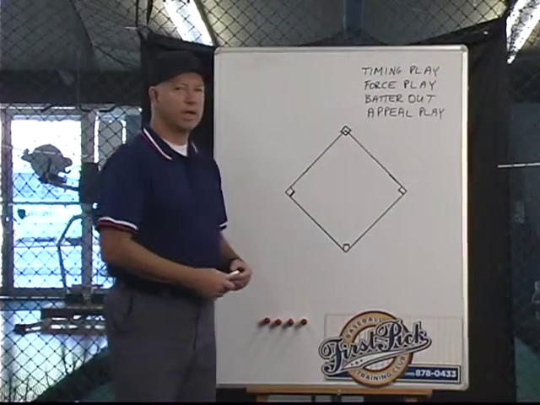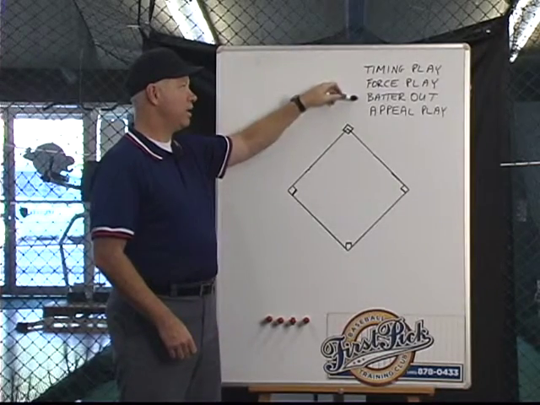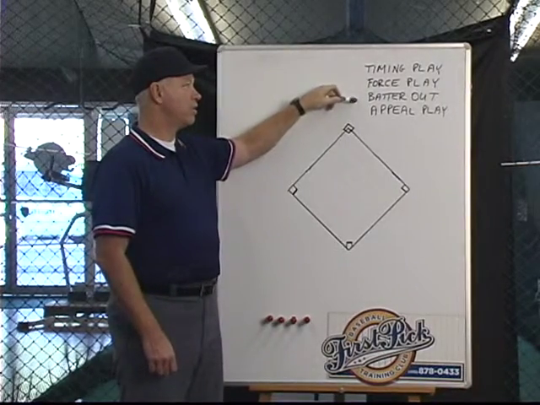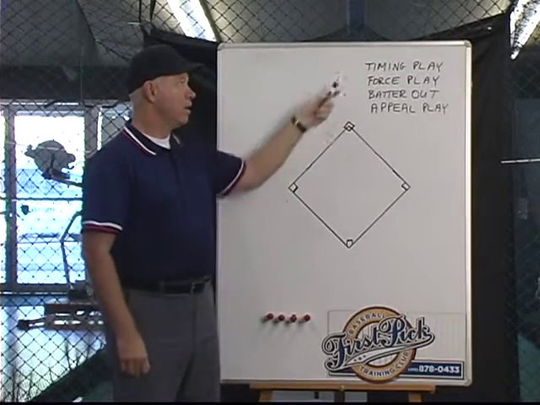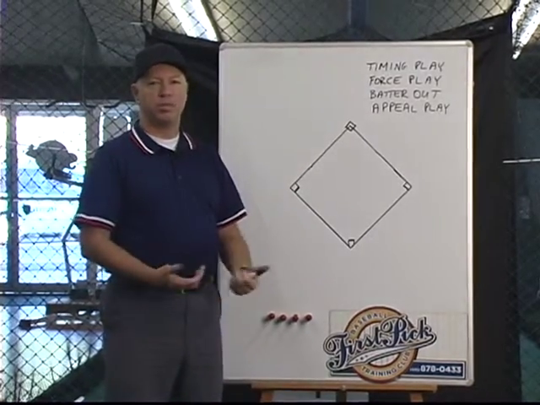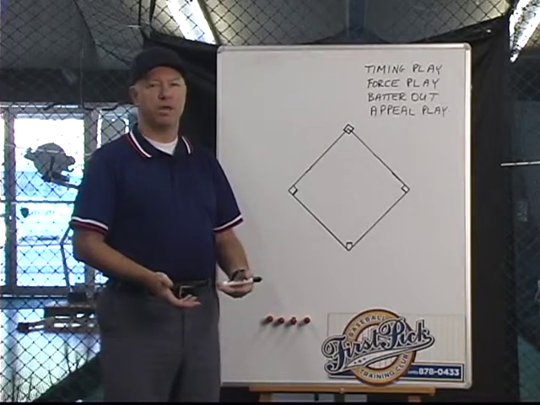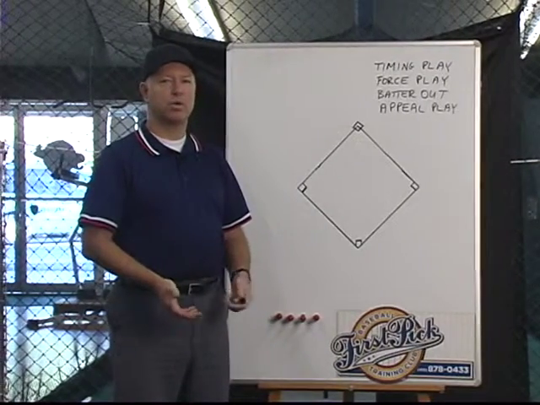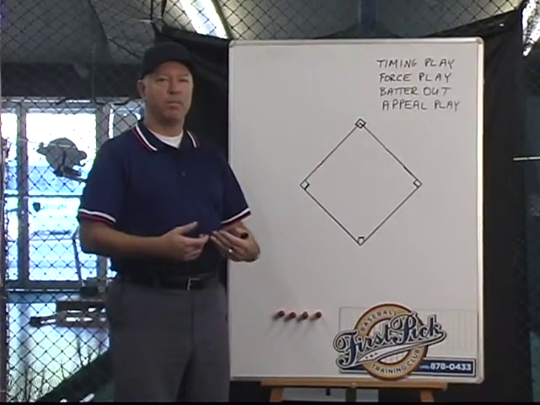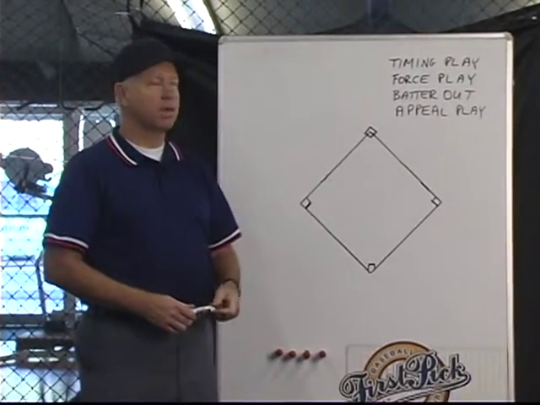All right, there's four types of plays. There's a timing play, force play, the batter out before he reaches first, and appeal plays that can make the last out. A timing play is simply if the runner touched the plate before the third out was made and the out was not a force. In that case, the run scores. If the third out is made before he touches the plate, then obviously he can't score.